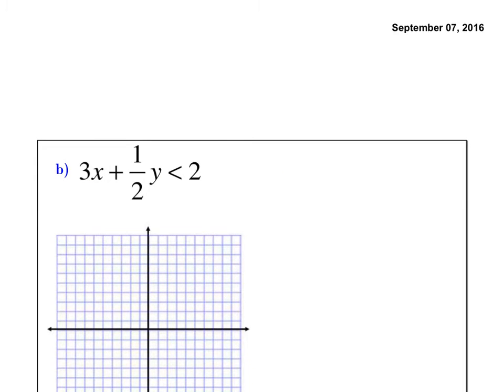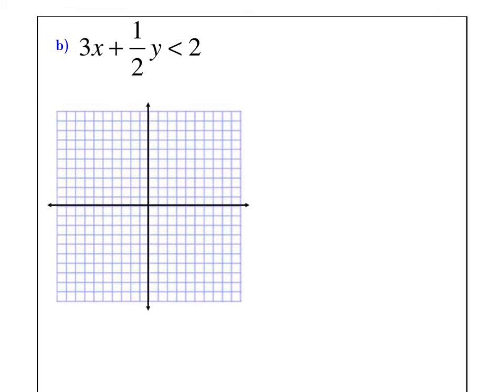All right, here is an inequality that is not in slope-intercept form. It is in standard form. We can use it in standard form. Let's go ahead and graph this in standard form since we already have it. So what I'm going to do is use the intercept method. If I want to find the x-intercept, I'm going to plug 0 in for y, so I would cover up my y term and I would divide both sides by 3. So I would get 2/3 for my x-intercept.